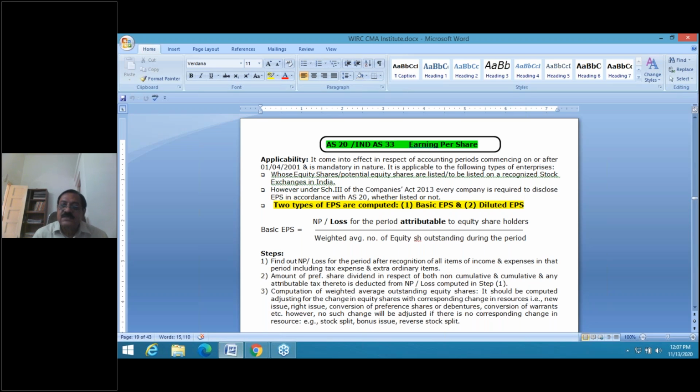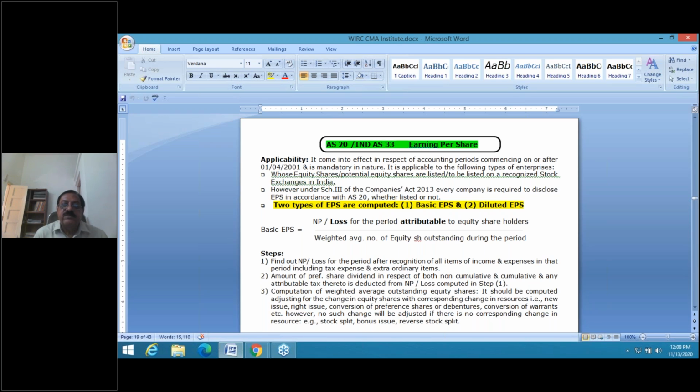Let's see what is contained in this. This is also practical, quite practical. It comes into effect in respect of accounting periods commencing on or after 1/4/2001 and is mandatory in nature. So this I am taking based on AS, not Ind AS, because Ind AS are very recently applied.